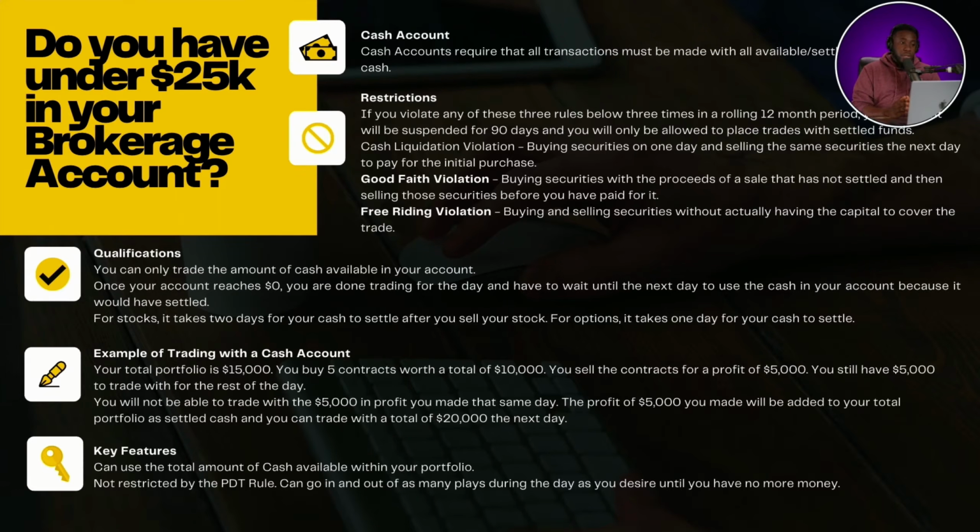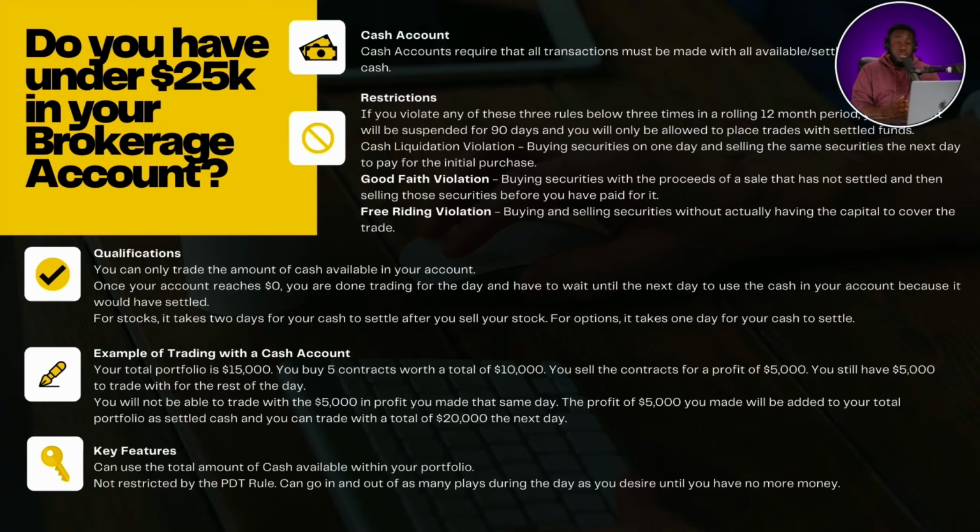All right, let's go ahead to the next slide. Now, do you have under 25,000 in your brokerage account? If you do, what we typically recommend is for you to have a cash account. A cash account allows you to have an unlimited amount of trades up to the amount of funds you have in your account. So if you have $200 in your trading account, you can only trade up to $200 worth of contracts for that day. Likewise for any other number that you have. That's what a cash account will allow you to do.